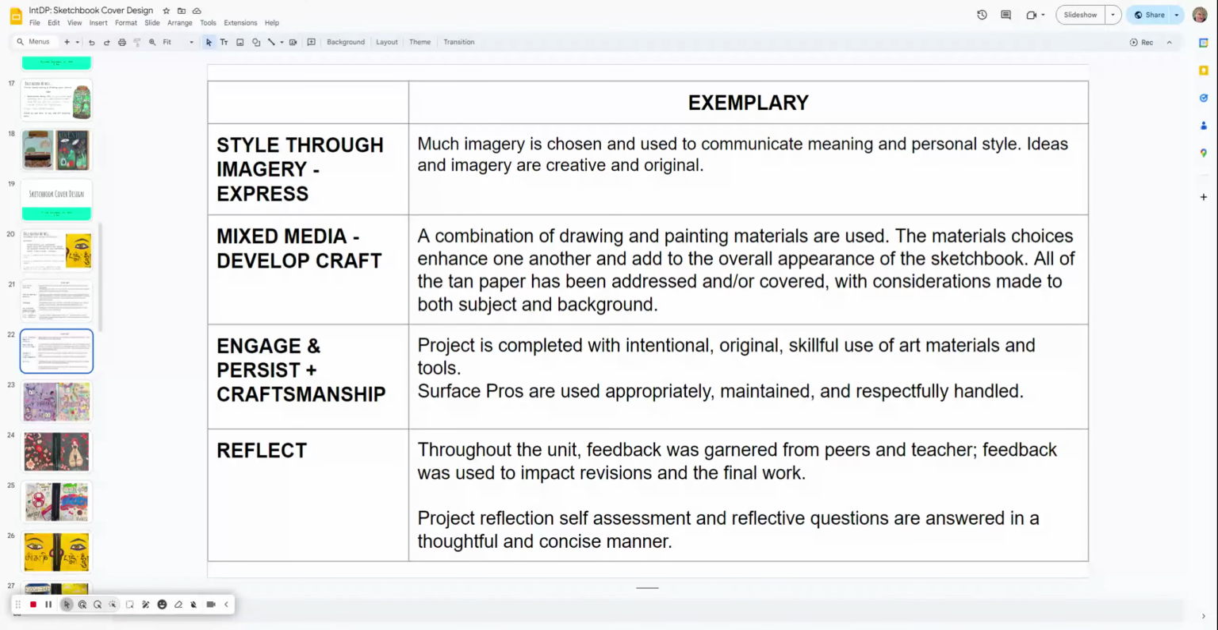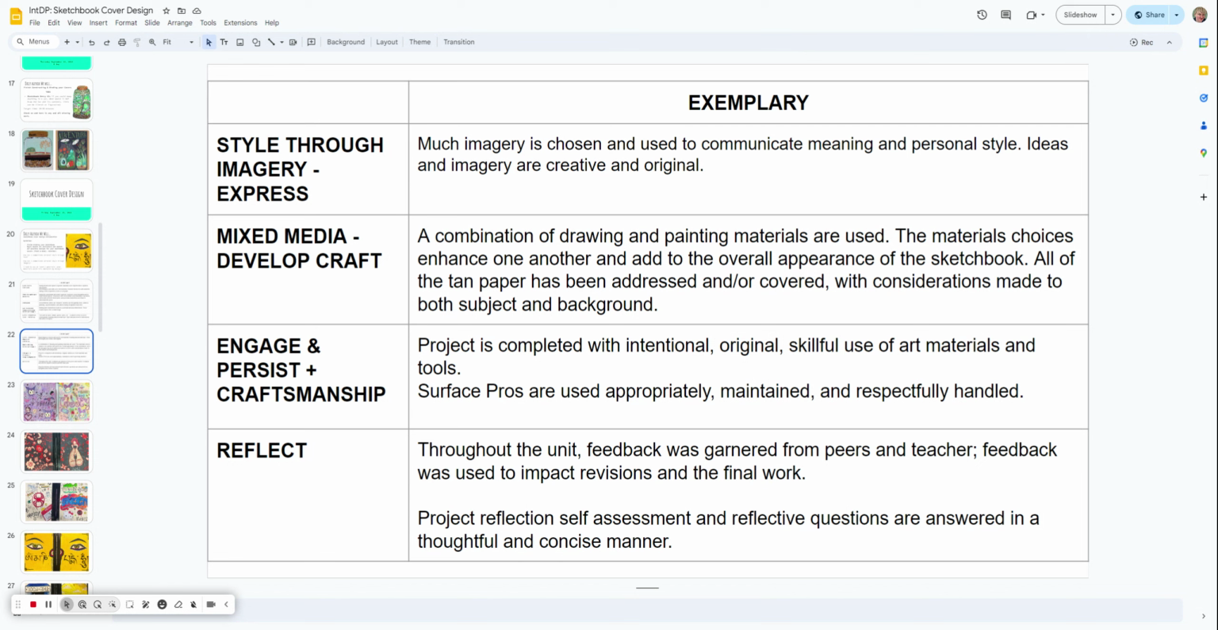And then last two kind of just unit criteria that we'll look at. Engage in persistent craftsmanship. This is looking at just growth and persistence over the unit. It's also looking at just a project that's completed with intention, original ideas, skillful use of art materials and tools. Craftsmanship is going to be referring a little bit more to just supplies. Supplies and materials are used appropriately or maintained.